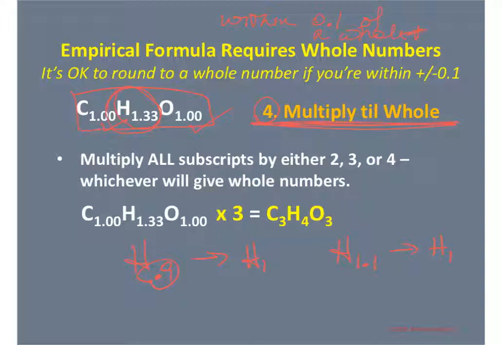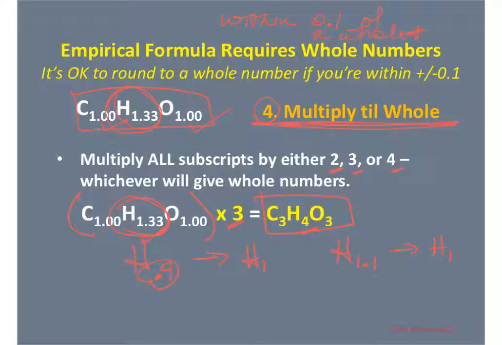Step 4 says multiply till whole. What is it talking about? Well, you're going to take the fractional formula you have, and you're going to try multiplying it by either 2, 3, or 4, whichever integer gives you whole numbers for all of your elements, okay? So you may intuitively have a feel that if you have something like 1.33, multiply it by 3, you're going to get a whole number.